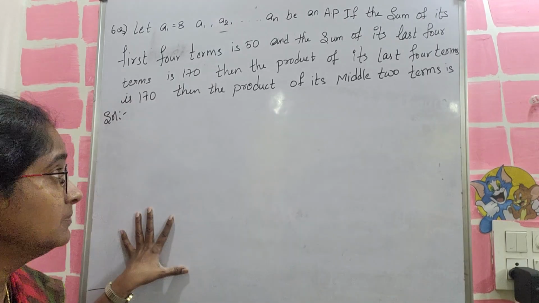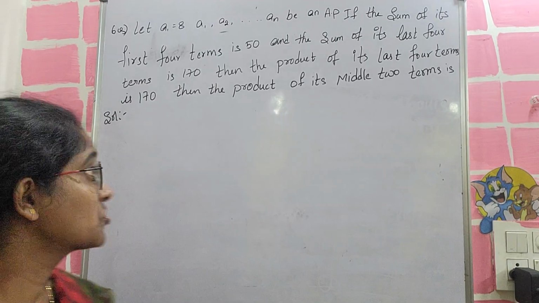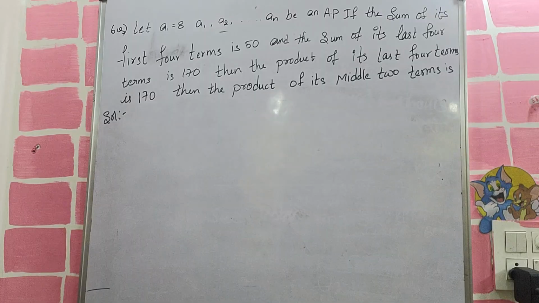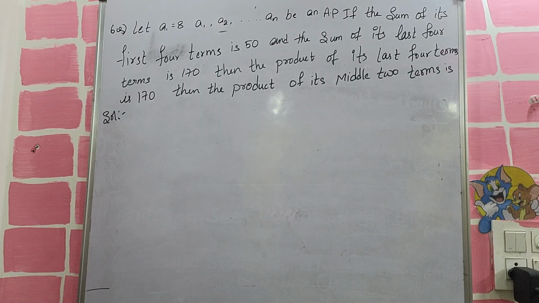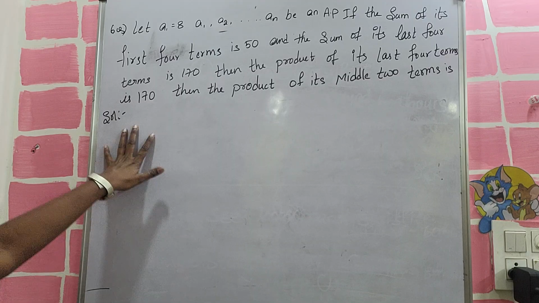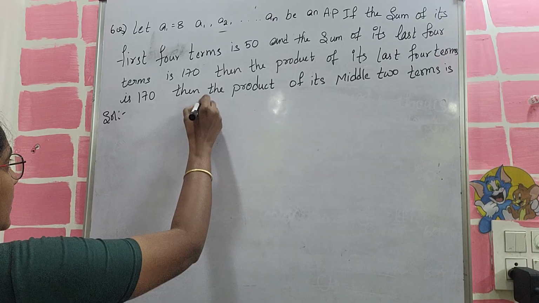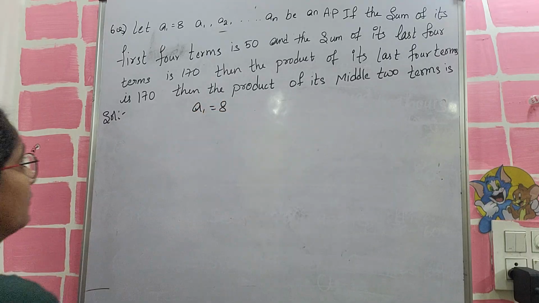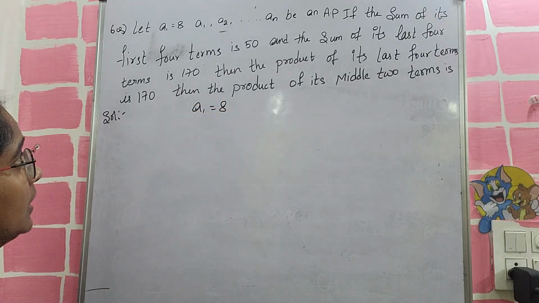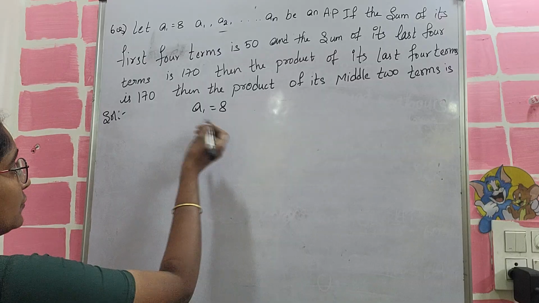We'll do this problem. Let a equal 8 and the series is given. The sum of its first 4 terms is 50 and the sum of the last 4 terms is 170. Then the product of its middle 2 terms is asked. Here a is given already, then we need to find the d value, and here they told the first 4 terms.